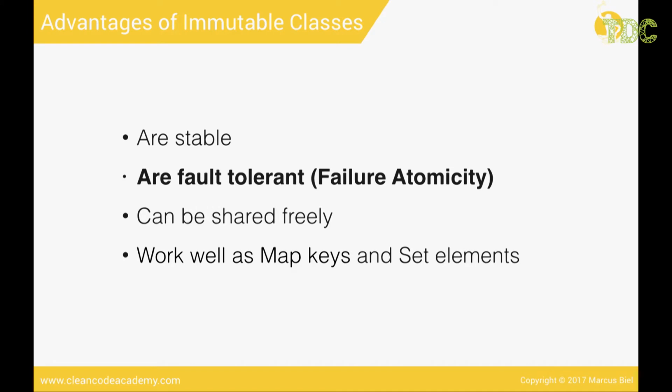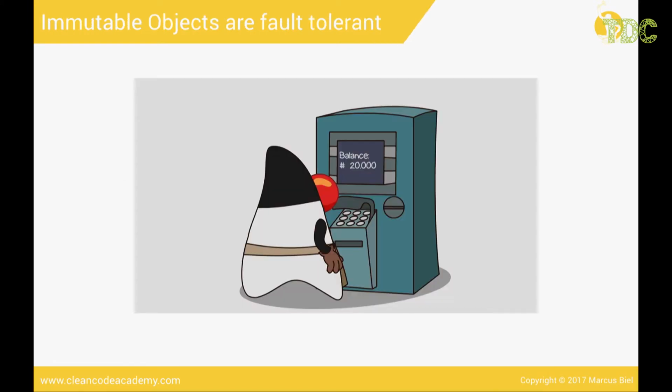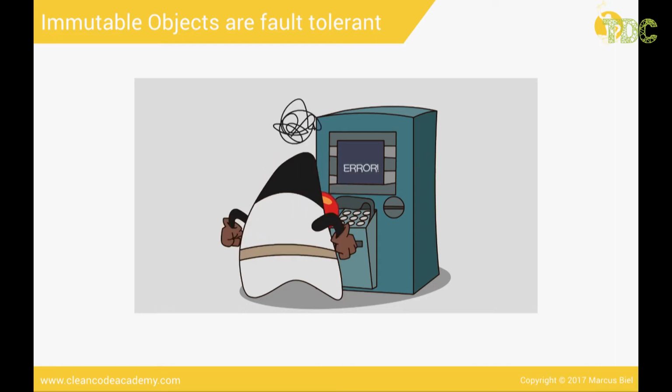The next advantage is that immutable objects are also fault tolerant. Let's see what this means. For this, I've prepared this tiny animation. Again, we have the Java Duke typing his PIN into an ATM, and he wants to withdraw some money, but there's an error happening.